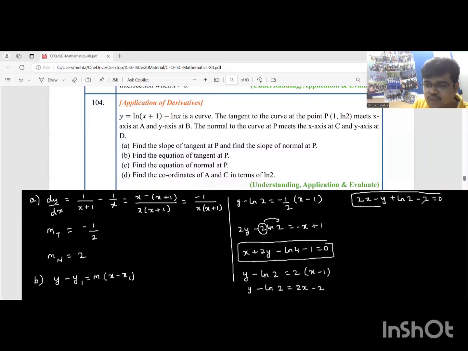That is the equation of tangent. Now we have to find the coordinates of A and C, students. Focus on A first. A is a point on the x-axis, and they're saying the tangent meets the x-axis at A.